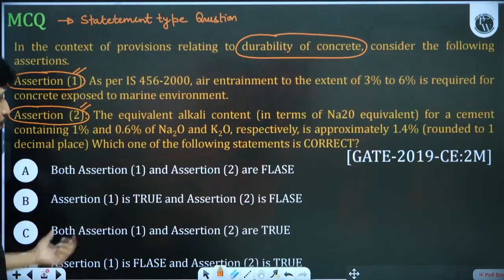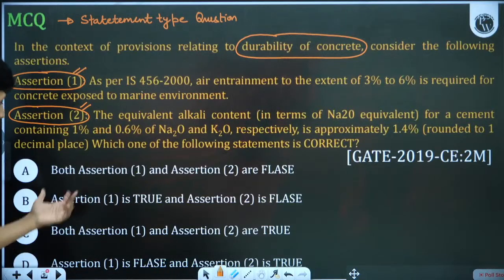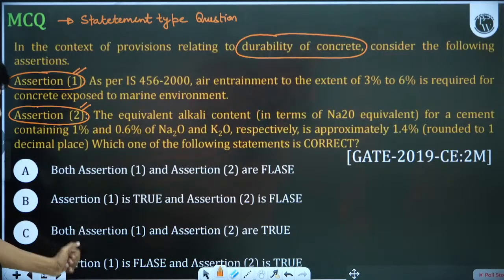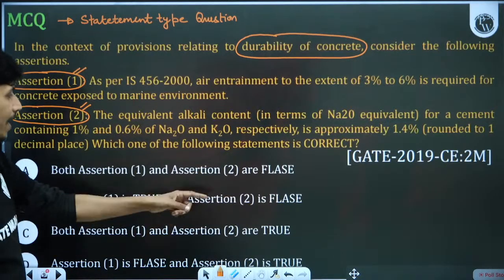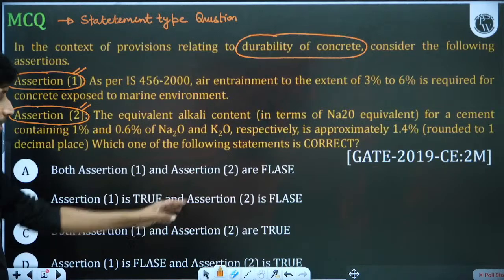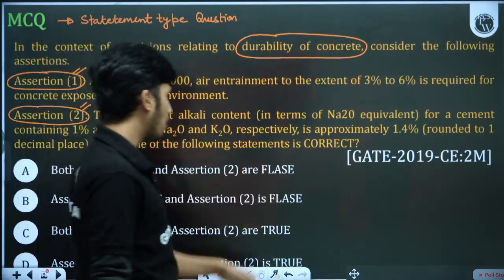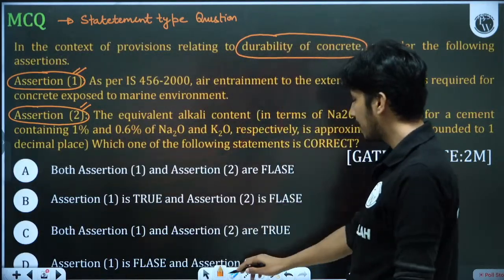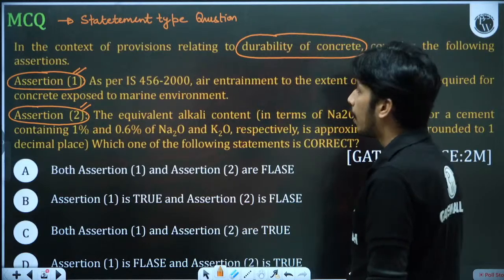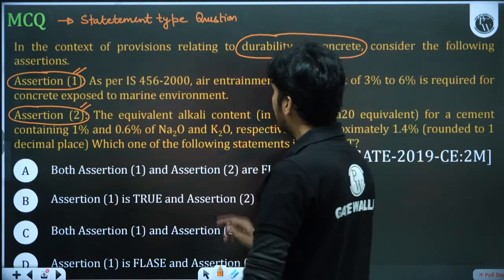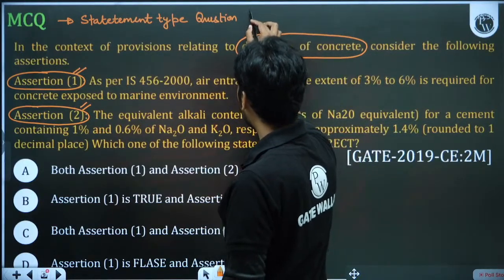Both are true, both are false. One is true, another is false, like this. Both are true, both are false. One is true, here the second is true. And where FLASE is written, actually it is false. It is not FLASE, it is actually false. Wherever FLASE is written, actually it is false. So this is a statement type question. It is not assertion-reason type.